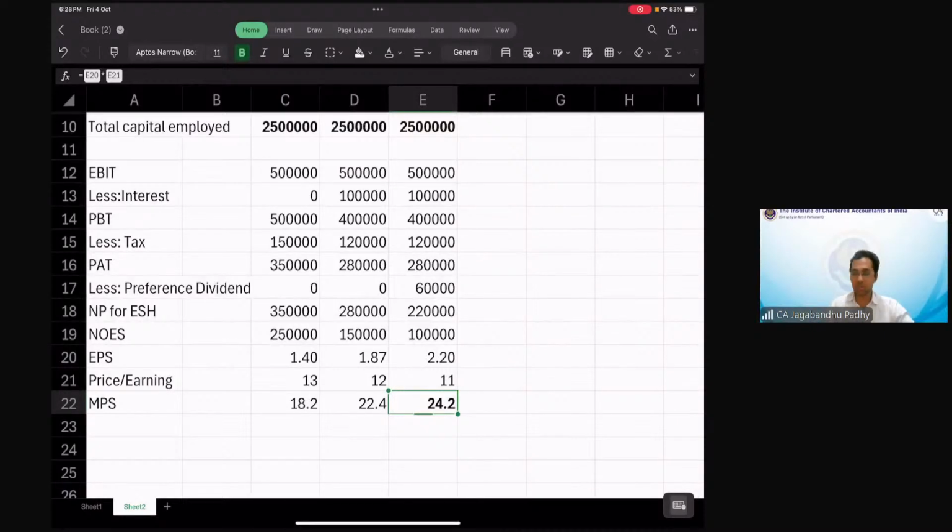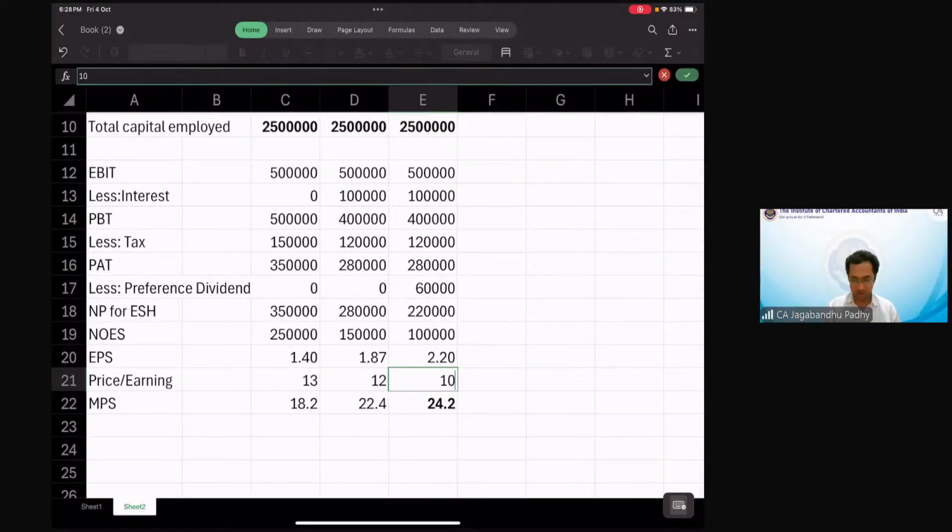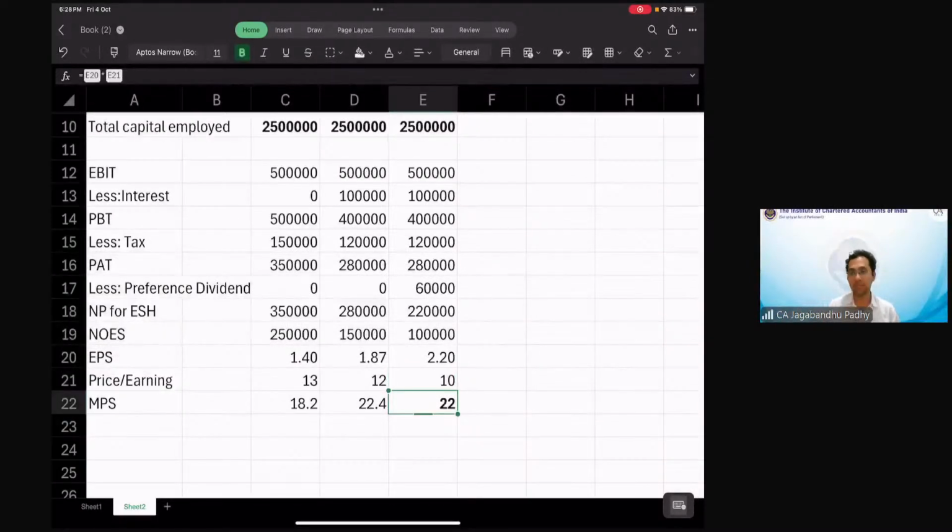Right? Now, suppose I change this price to earning ratio and I say that here the price to earning ratio is 10. Now, what will be your decision? Which plan are you going to prefer? 1, 2, or 3? Now it is 2 because it leads to maximum share price. 22.4 maximum share price is possible in case of option 2, and that's not possible in case of option 3. Are we clear, guys?